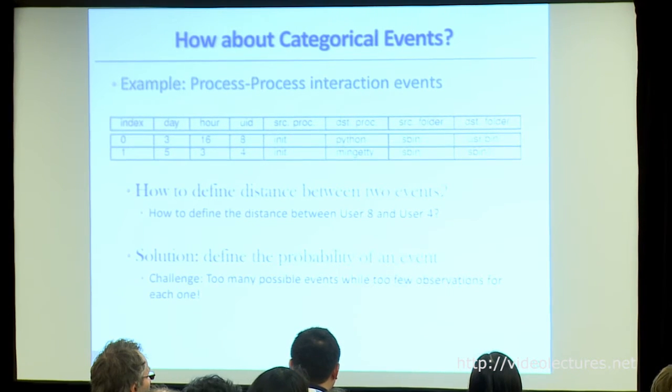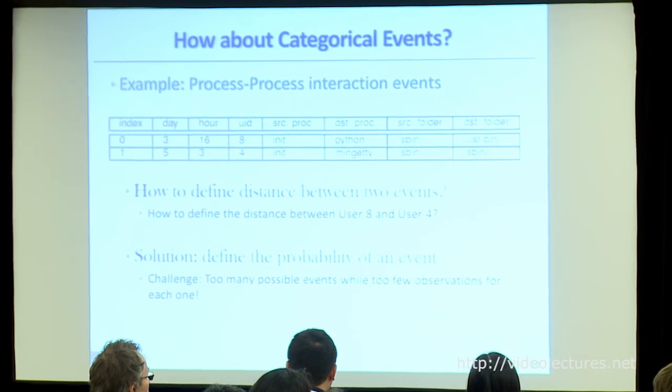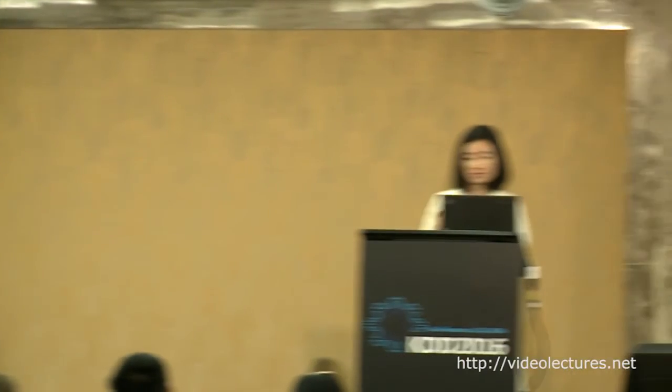So basically, our solution is that instead of directly trying to define the distance between two events, we try to define the probability of an event. Because essentially, in anomaly detection, in the previous example, we try to find the data points with low density in this whole region, right? So if we can define the probability, and if this probability is low, then definitely it's more likely to be an anomaly, okay?